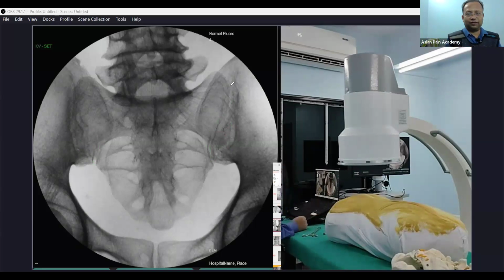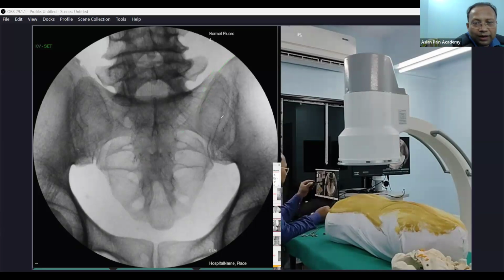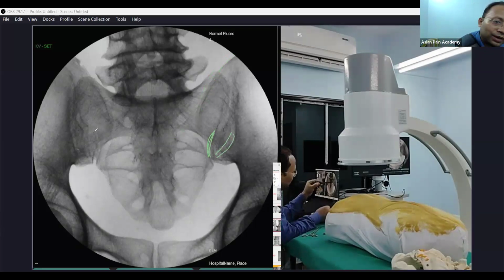So think yourself: this outer bone is covering, and sacrum is anterior, and ilium is posterior, and this is a diarthrodial joint. So which joint line should be medial and which joint line should be lateral? So the medial joint line is the posterior joint line and the lateral joint line is the anterior joint line.